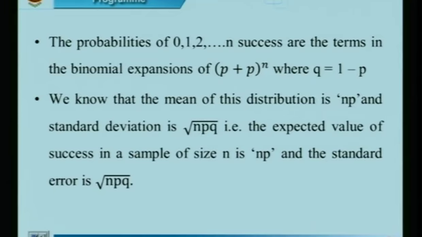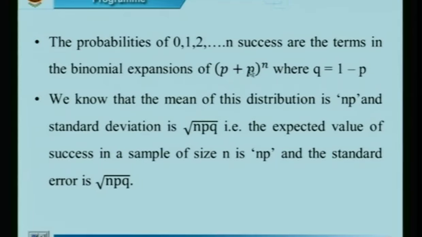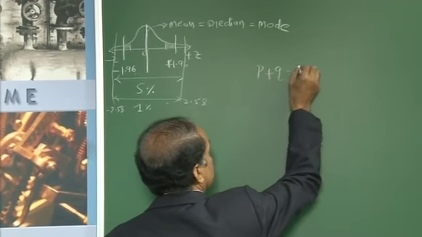In the previous discussion I was telling, in the form of binomial distribution, that it is (p plus q) whole to the power n. p stands for probability of success. Here a printing mistake is there, that is to be written as q, that is (p plus q) whole to the power n, where q is the probability of failure. As you know the concept, p plus q is equal to 1.